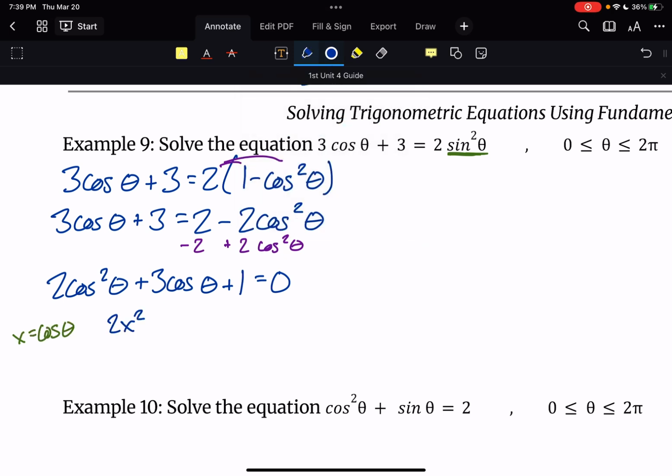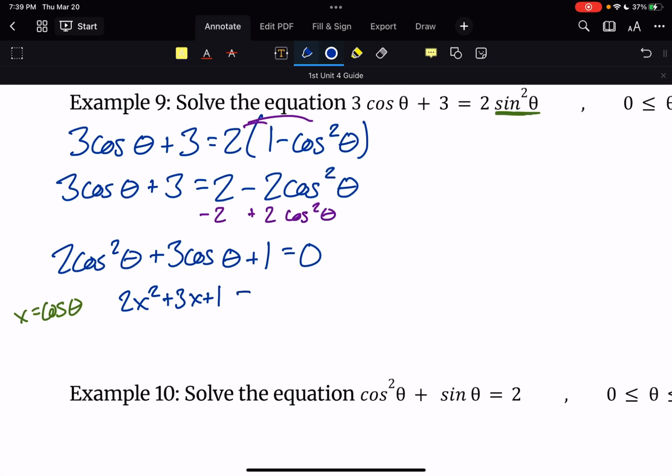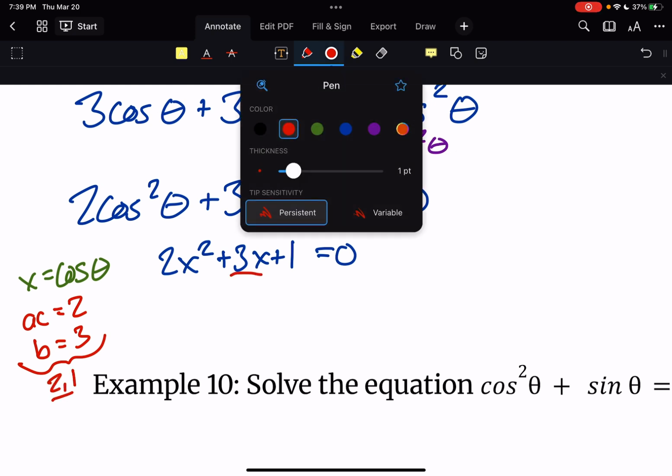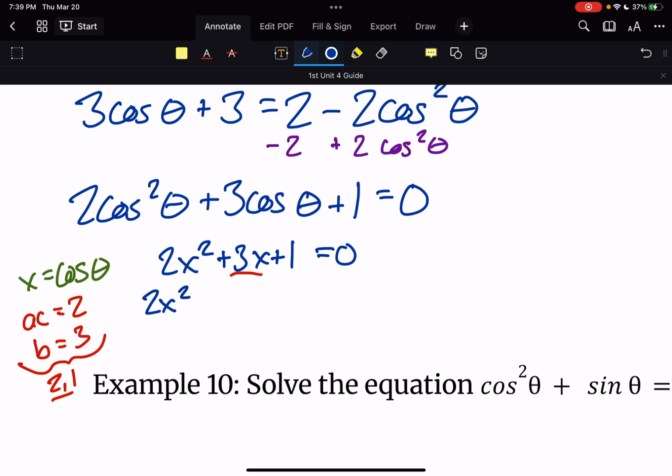So this is now 2x squared plus 3x plus 1 equal to 0. So if we do the AC method, AC, 2 times 1, is 2, and B is 3. So the two numbers that multiply to 2 and add to 3 are 2 and 1. So I'm going to go ahead and split my middle term. So 2x squared plus 2x plus x plus 1 is equal to 0.